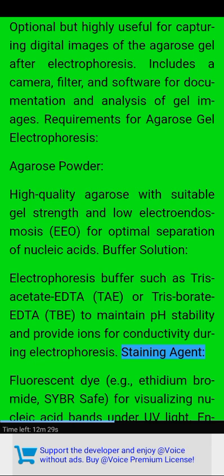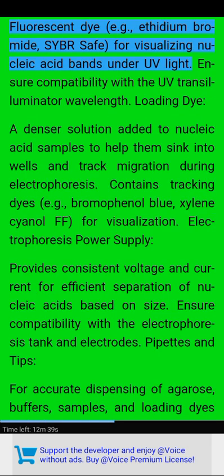Staining agent: fluorescent dye, e.g., ethidium bromide, SYBR Safe, for visualizing nucleic acid bands under UV light. Ensure compatibility with the UV transilluminator wavelength. Loading dye.